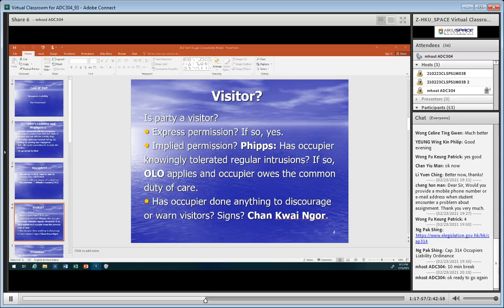So, the tort of occupiers liability is very close to the tort of negligence, and the tort of occupiers liability originates from the common law, but is mainly governed by legislation.